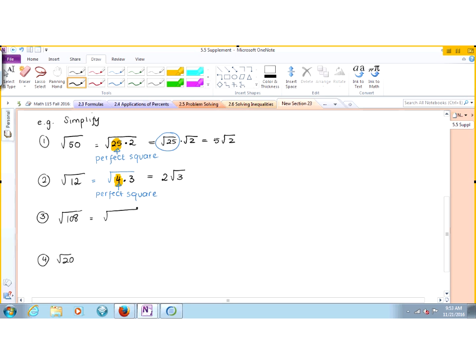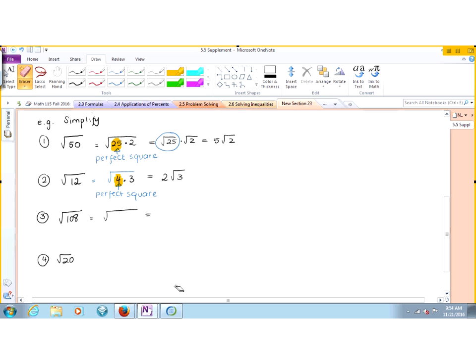What is it? 9? 9 is a perfect square? Yes. So 9 times... well, but it's not the largest, is it? Because 12 is not a perfect square, so you need to do the largest. Because if I say 9 times 12, then you say, oh, this is 3 square root of 12, then what am I supposed to do with 12?